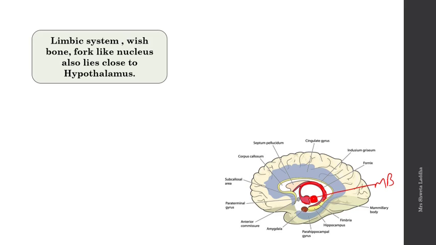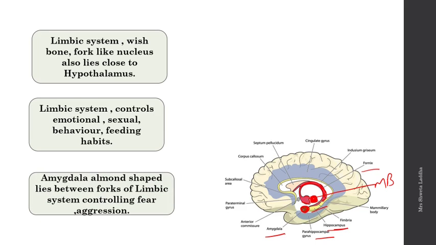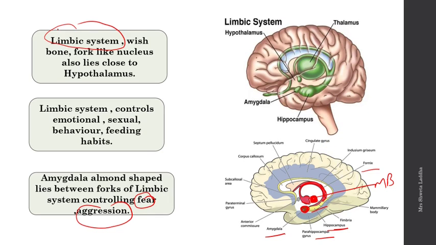This fornix leads to a horseshoe shaped structure called the parahippocampal gyrus or hippocampus, and there are two almond shaped structures called the amygdala. So the amygdala, parahippocampal gyrus, hippocampus, fornix, and mammillary body form the limbic system, and it plays an important role in controlling emotions, sexual desires, behaviors, feeding habits. The amygdala also plays a very important role in controlling fear and aggression. So emotions, fear, aggression, all these are controlled by the limbic system.